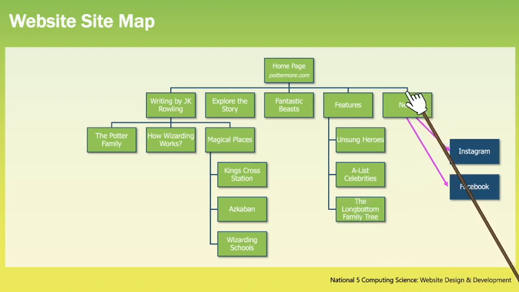You'll notice here that from the news page we can get to Instagram and Facebook. So this is our sitemap demonstrating that from our website we can get to external websites. These are external hyperlinks that will take you elsewhere on the internet. All these here are internal hyperlinks that will keep you within the website.